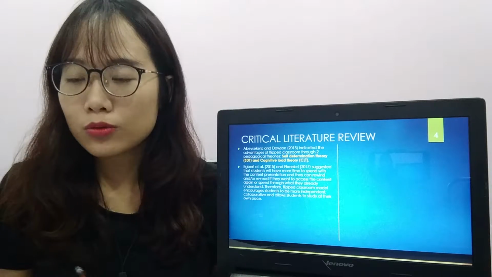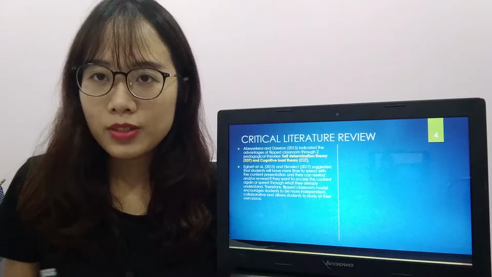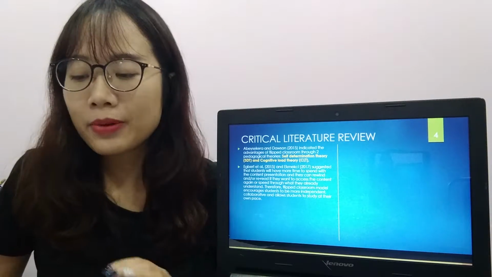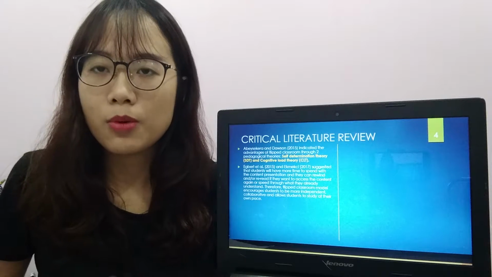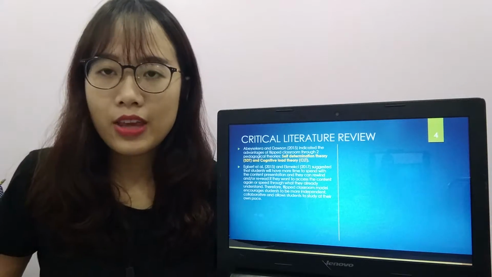And this is also supported by Ebert and Helsinki in 2015 and 2017. They all agree that the flipped classroom model encourages students to be more independent, collaborative, and allows students to learn at their own pace.